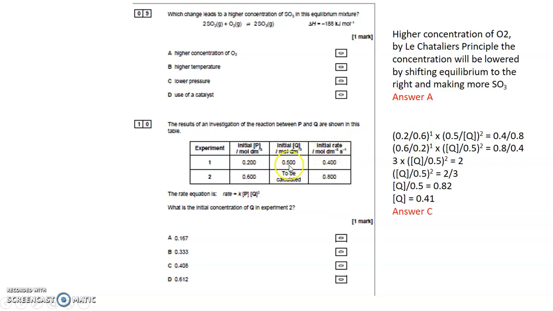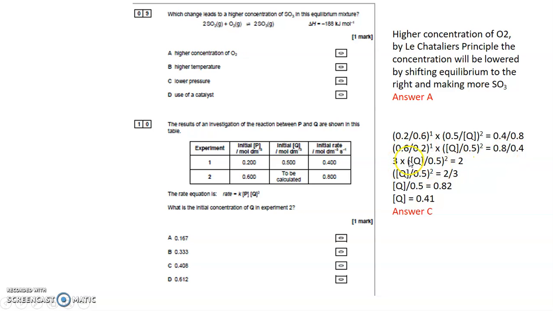So 0.2 divided by 0.6 to the power 1, because P is with respect to 1. 0.5 divided by Q. Q is the thing that I'm trying to calculate, squared, because order with respect to Q is a 2, divided by 0.5. 0.4 divided by 0.8. So I'm just dividing each of these. Now these are going to give fractions, so I'm going to flip everything over. Instead of 0.2 divided by 0.6, I'm going to have 0.6 divided by 0.2. I'm going to flip this over, the concentration of Q, which I'm trying to calculate, divided by 0.5, squared still, and instead of 0.4 divided by 0.8, 0.8 divided by 0.4, that gives me better numbers.